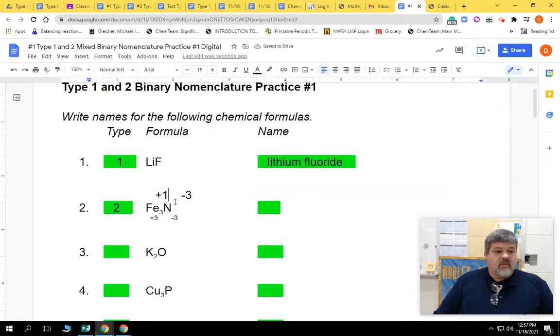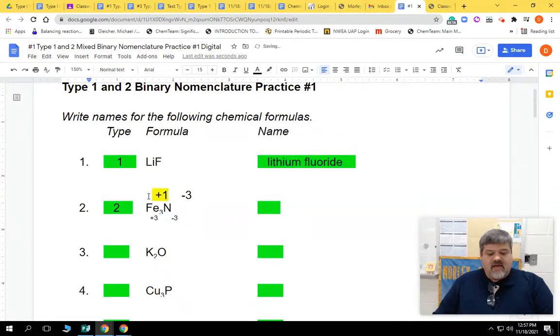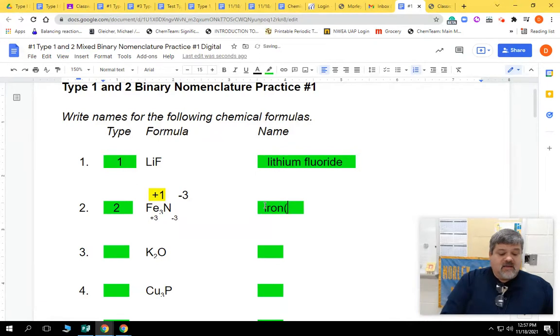Now when we come over here, that +1 is the number we need to remember, and it's going to be our Roman numeral. So we put iron, then put the Roman numeral in parentheses, Roman numeral 1, and then nitrogen, changing the ending to "ide," so we have nitride. That's how we do the names from the formulas.